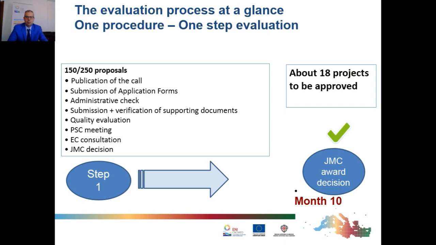All these aspects are related to step 1. Once again, this call only foresees one step, and at the end of this process, the program estimates to be able to finance about 18 projects according to the available financial capital for this call. The final Joint Monitoring Committee award decision is expected month 10 after the publication of the call.